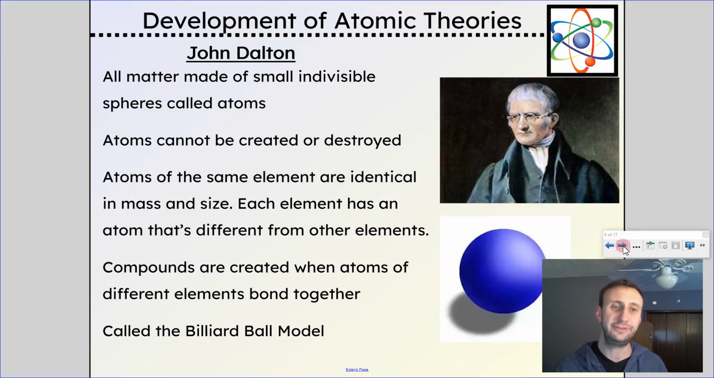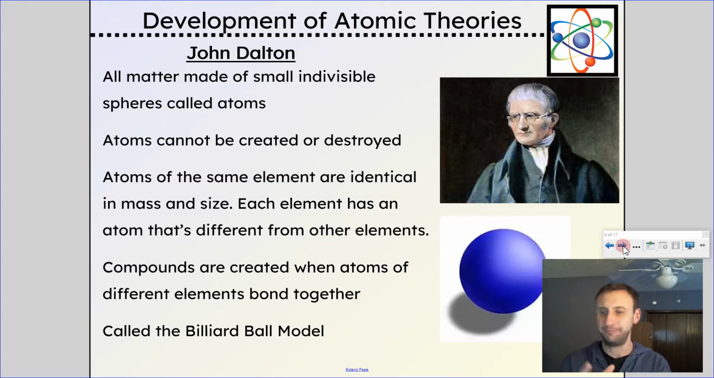Okay, now we're getting into the important guys, the ones that matter the most. So John Dalton. I like to call John Dalton Dalton Bolton. So I changed the start of his name to ball, as in the billiard ball model, which is what we call this model of the atom. Billiard ball, like a pool ball. So the idea from John Dalton is that all matter is made of small indivisible spheres called atoms, so very much like Democritus. But atoms cannot be created or destroyed. Atoms of the same element are identical in mass and size, and each element has an atom that's different from other elements. So this is good.